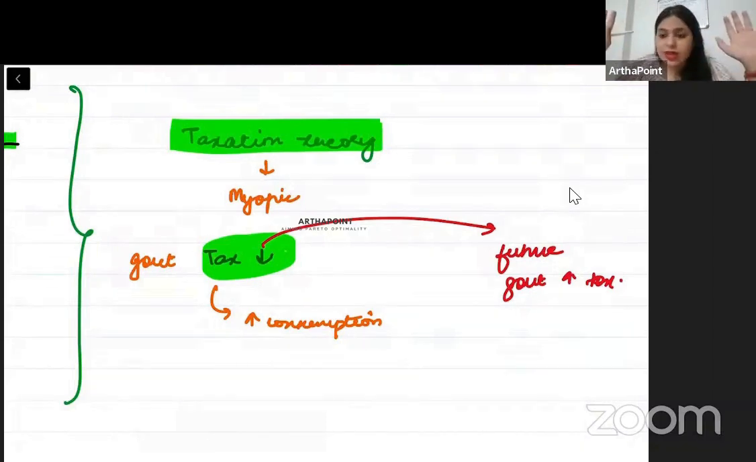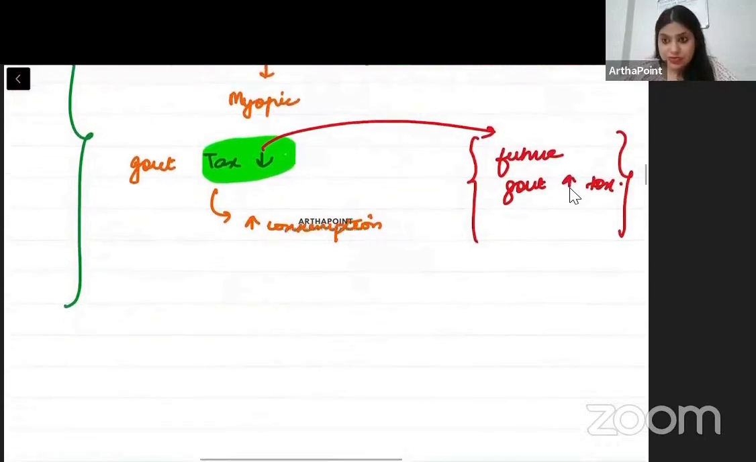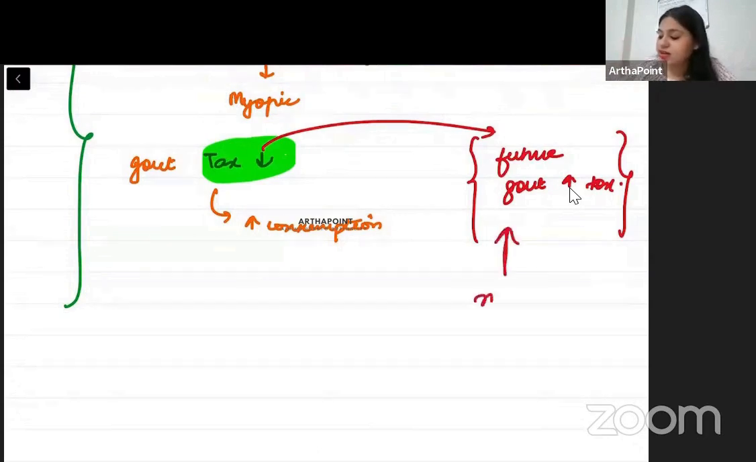But people don't care about that. A lot of people are myopic. They're short-sighted. They just think, okay, less tax today, let me consume more. Why? Because some people also argue that this increase in taxation may come at a period when they don't have to pay this increased tax, but it is actually their next generation who will end up paying this increased tax.